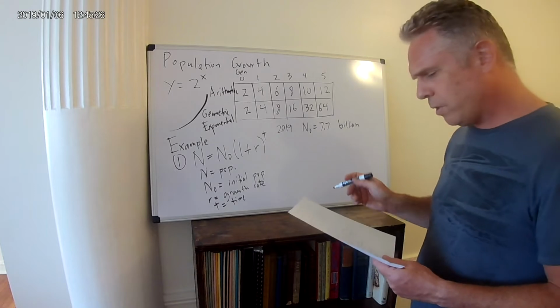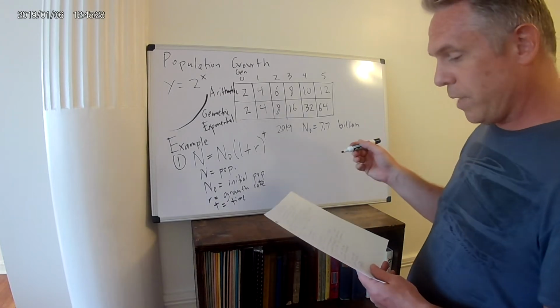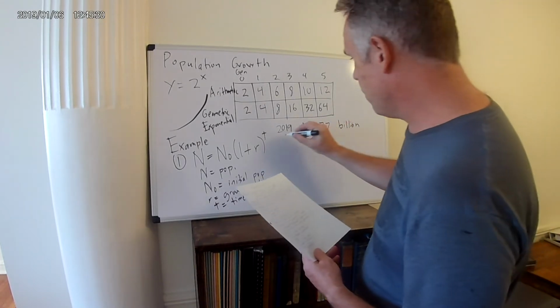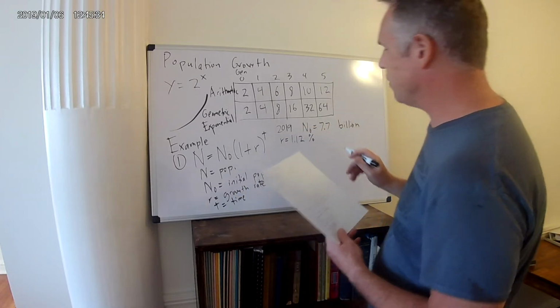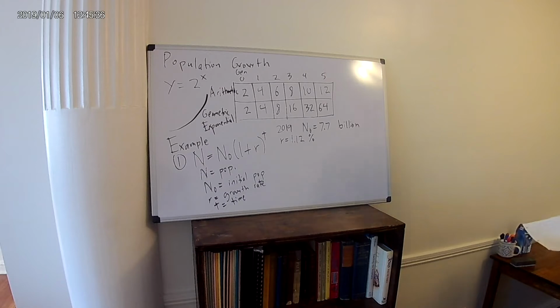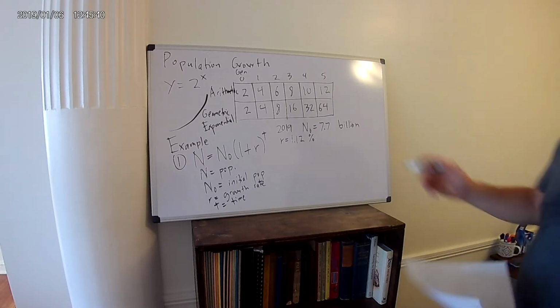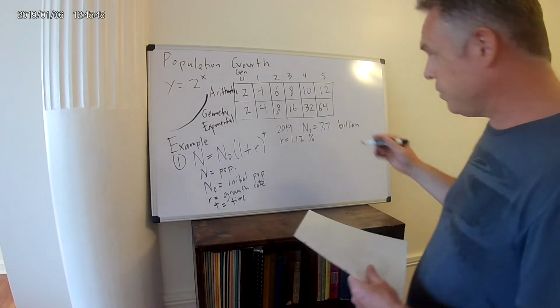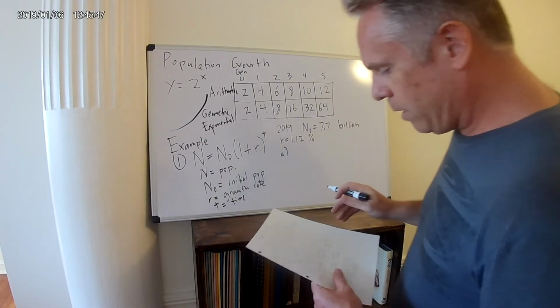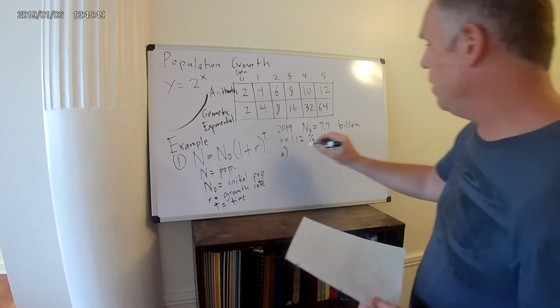So we have 7.7 billion people in the world in 2019, and the world's population growth rate was 1.12%. That means the world grows by 1.12% per year in population. Let's ask ourselves, what will the population be in 2050?